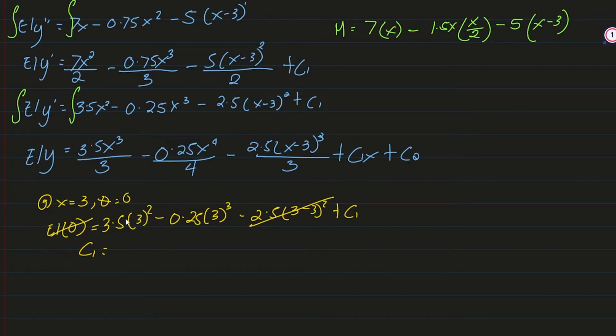Pero negative, kasi ililipat sa kabilang side eh. Negative 24.75. I think I got it right. Yeah. So, that's the value of our C1. Now, continuing, dito sa ating C2.